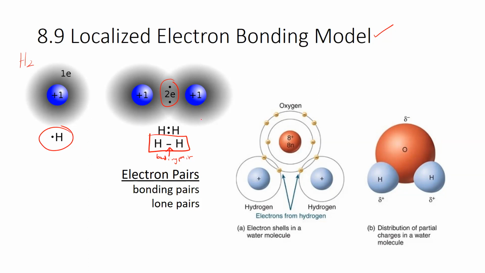Okay, and so that's a bonding pair. Now, when we're doing this, we're really interested in only the valence electrons. The core electrons are not going to be involved in the bonding. Okay, so a bonding pair is just a pair of electrons that's being shared.